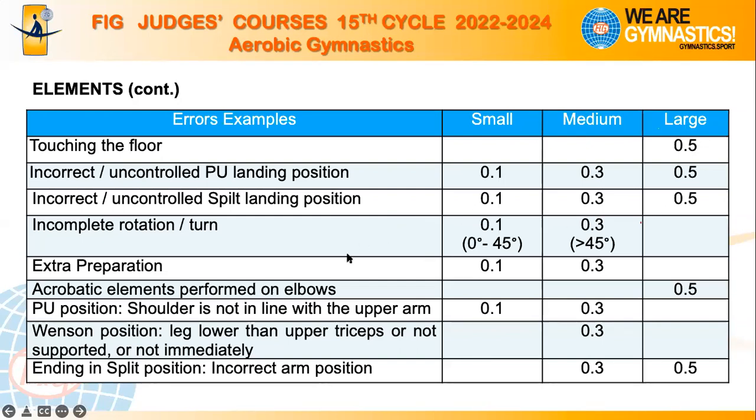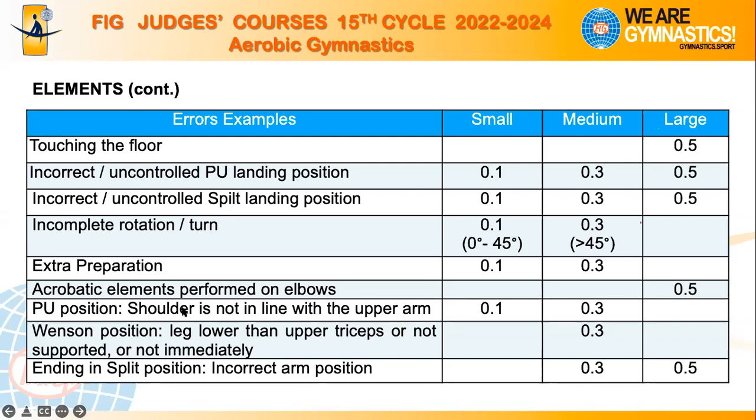1, 3, 5. Complete rotation. You see in the diagram that between 0 to 45 degrees is just small, and more than 45 is 0.3. Extra preparation. We will show you some movements with extra preparation of the elements. You can see before they turn or before the high V, then it's 1 or 3. Acrobatic elements performed on elbows, as mentioned a little bit in the chair of judges panel: if they do acro with elbow, 0.5.